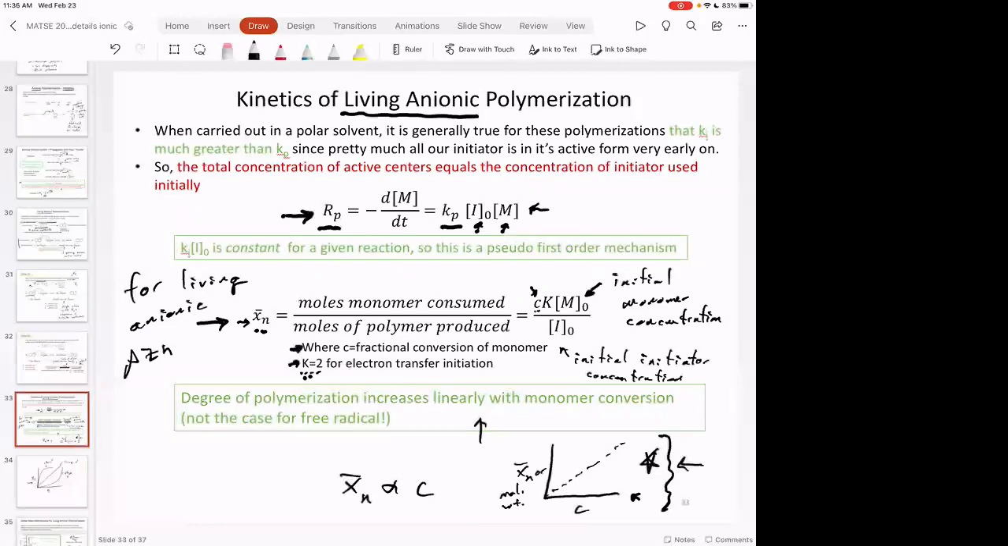K equals 2 for electron transfer initiation. That's as far as we know in this class. Now, there's other types of initiation to get living polymerizations. We just don't study them in this class. So it's pretty much K is going to be 2 no matter what. And if you don't have any information on K, you just say, I'm assuming K equals 2 because that's how we've done all these problems.